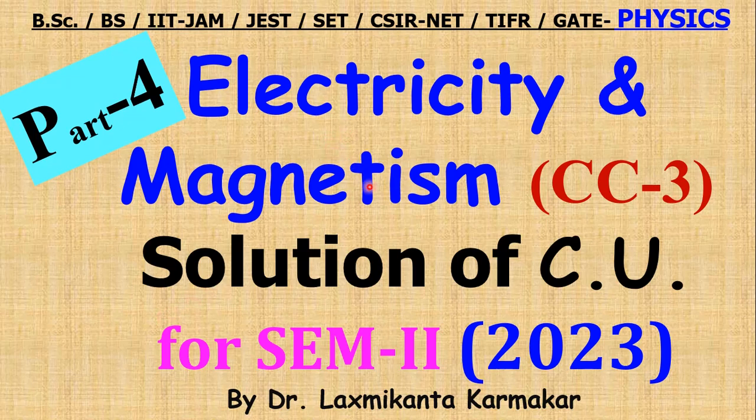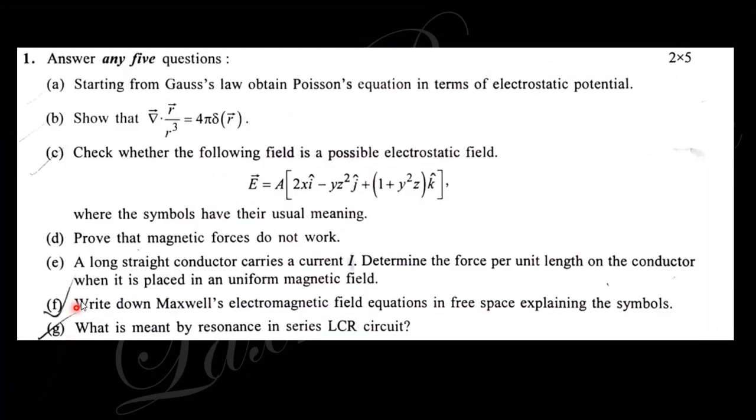This is part 4 of the solution on the paper Electricity and Magnetism, that is the CC3 paper of the year 2023 under Physics Honours, University of Calcutta. You can see this is the question paper.